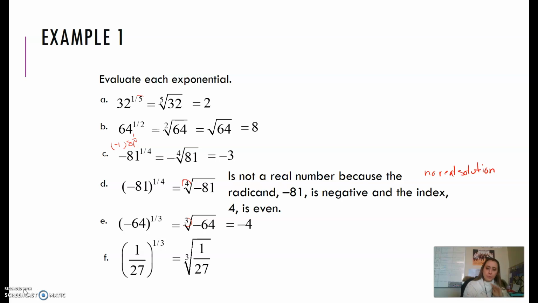Okay, so we're going to find the cubed root of 1 over 27. The way that I think about this is I break it up. I take the numerator and the denominator. When the whole thing is underneath that radical, we can actually rewrite it this way.